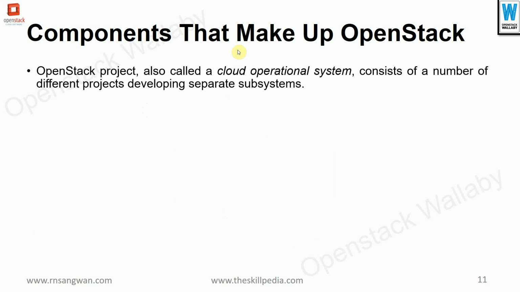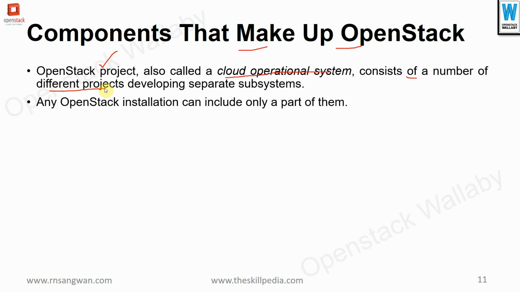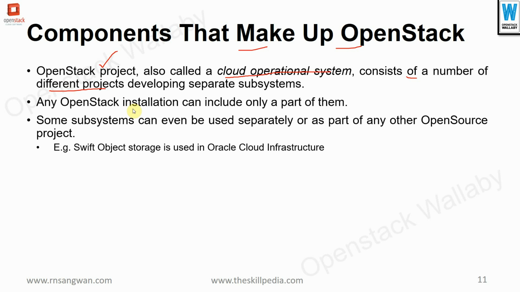Let's understand the components that make up OpenStack. The OpenStack project, also called the Cloud Operating System, consists of a number of different projects developing separate subsystems. Any OpenStack installation can include only a part of them. Some subsystems can even be used separately or as a part of any other open source project. In fact, I have a very good example here. Swift Object Storage, which is a part of the OpenStack project, is used in Oracle Cloud Infrastructure, OCI, also, with the name object storage. They don't use Swift as the code name there. They simply call it object storage. But behind the screen, I know it very well, they are using Swift.